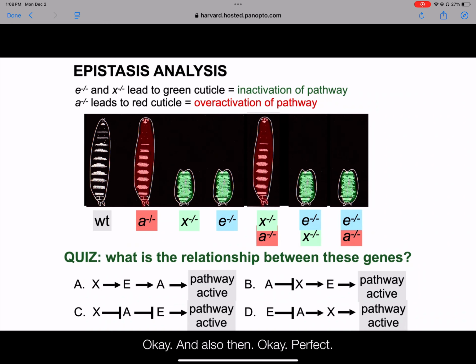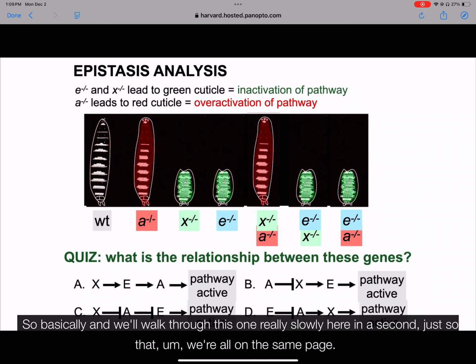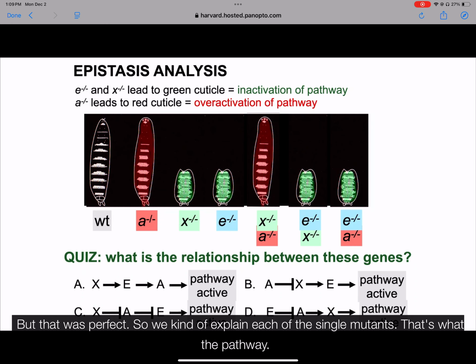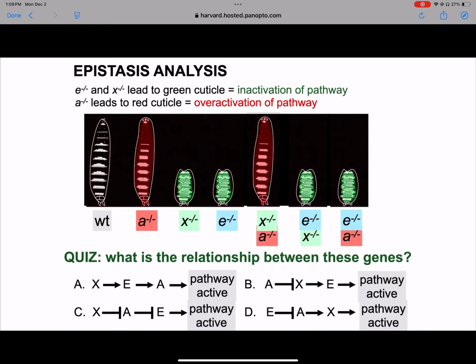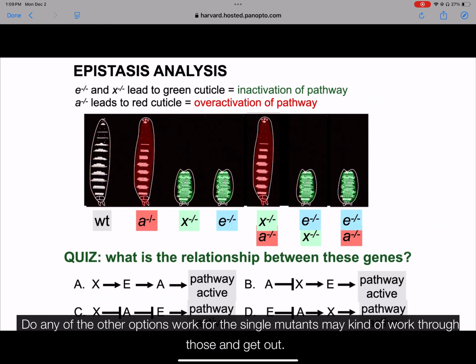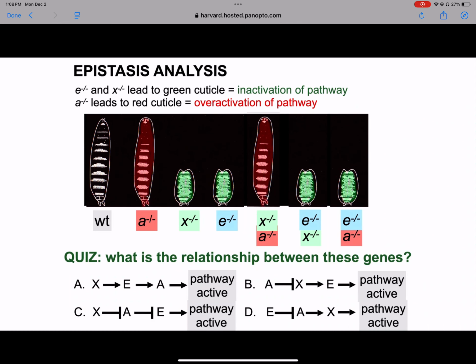Okay, perfect. We'll walk through this one really slowly in a second, just so that we're all on the same page, but that was perfect. So we explained how each of the single mutants fits with the pathway. Do any of the other options work for the single mutants? Let me work through those and think about it.